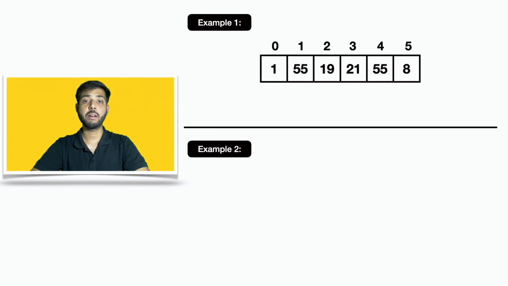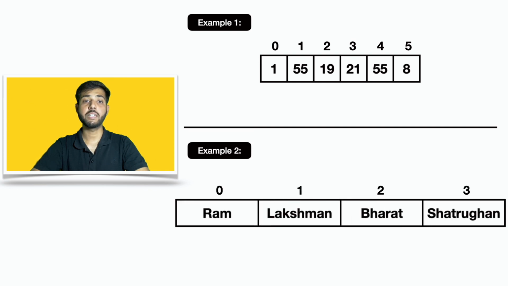Let's take another example. Consider the list of names. At index 0 we have Ram, at index 1 we have Lakshman, at index 2 we have Bharat, and at index 3 we have Shatrughan. In the above two examples of list, you can see each index has its own item, and we can implement the list using ArrayList, LinkedList, and Vector. Well, so this is all about the list, and I hope the concept of list is clear to you now.